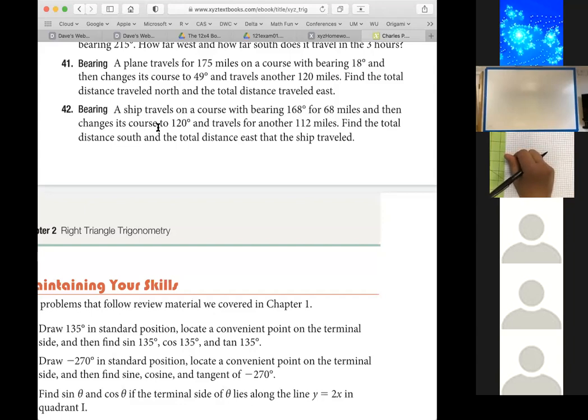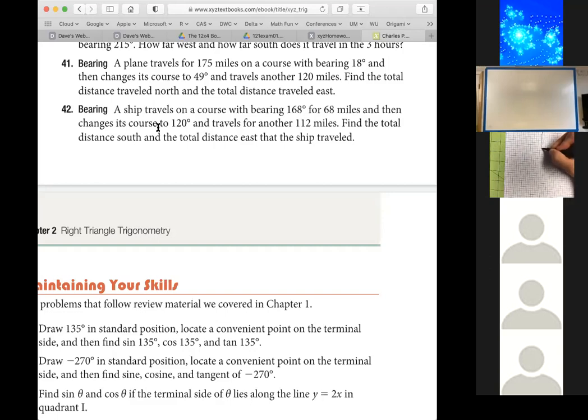Travels 175 miles on the course of bearing 18. So understand the word bearing. When someone gives you the word bearing and a degree measurement and no other information, they always mean the point of reference is from the north. You and I have written in trigonometry that we always measure angles from the positive x-axis, but bearing is a special word that means from the north. So 18 degrees bearing is not very far from the north.